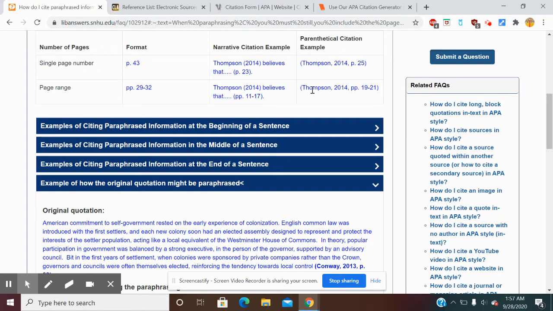Parenthetical citation example looks like this. Again, like I said, it will come at the end of your complete paragraph or sentence or statement that you took from Thompson's page or someone else's page. And it will look like this: Thompson, 2014, pp. 19-21. You are just citing, giving credit to your author, stating the year of publication, and giving the range of pages. Here you are just citing using a single page number.